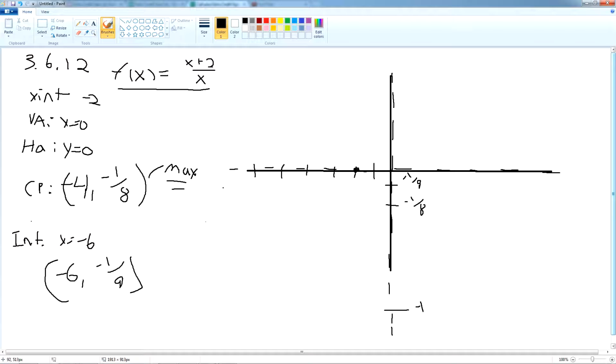Then you want to draw in your maximum, which would be at negative 4, negative 1/8, right here. And then your inflection point, right here. And then you can draw your graph. Start here, and then it would hug the vertical asymptote here. And then this would start off hugging the vertical asymptote and move to hug the horizontal asymptote here. And that's how you graph this problem.